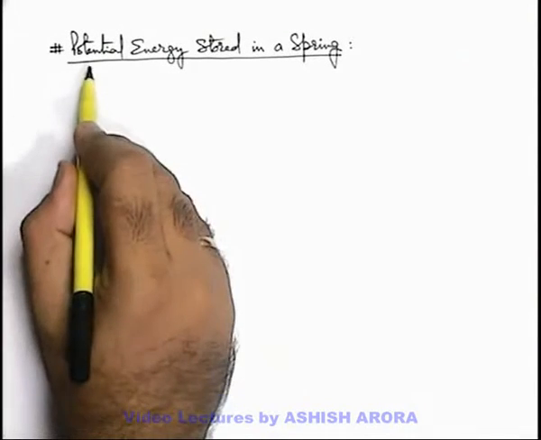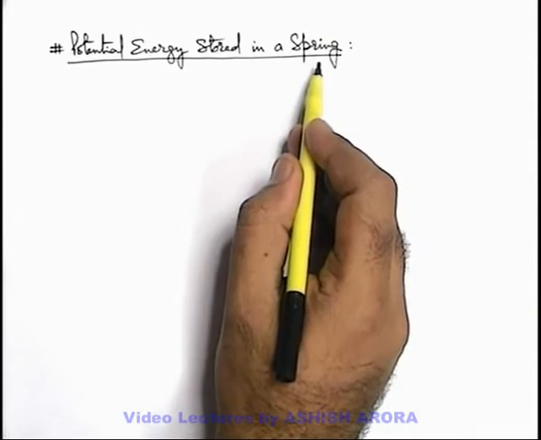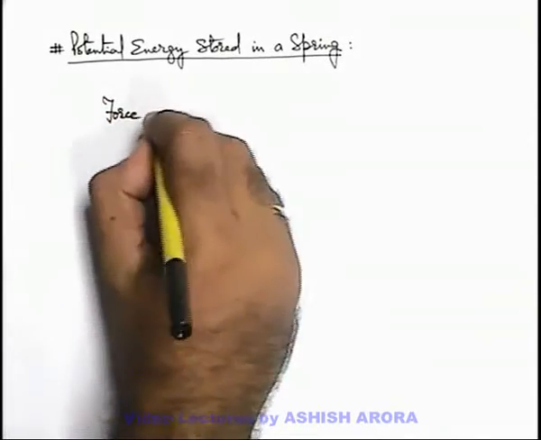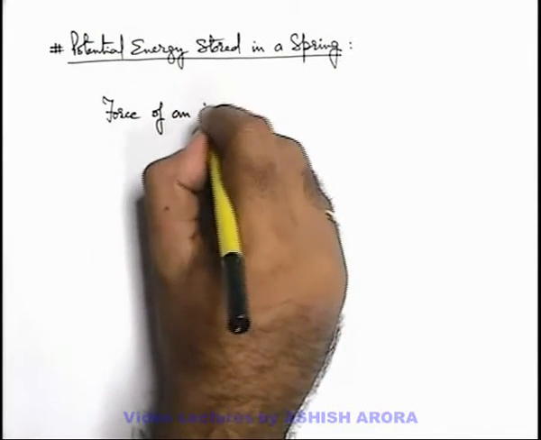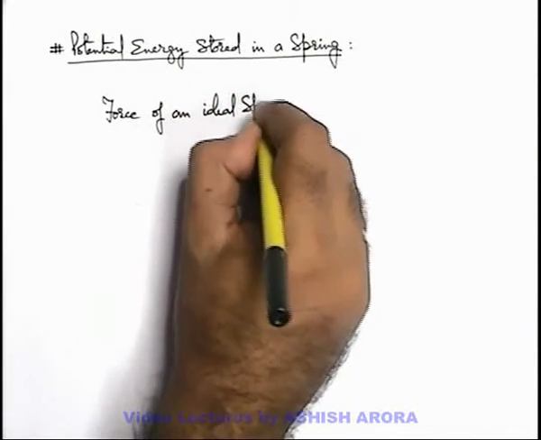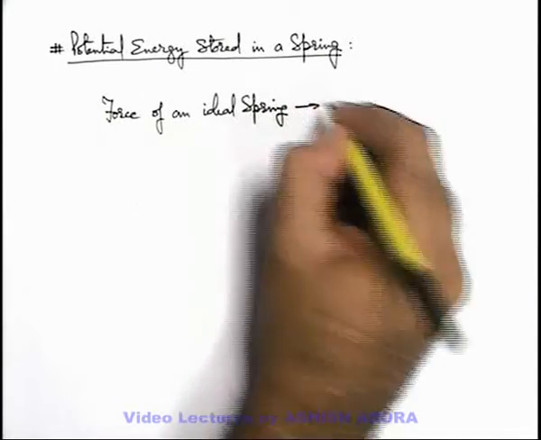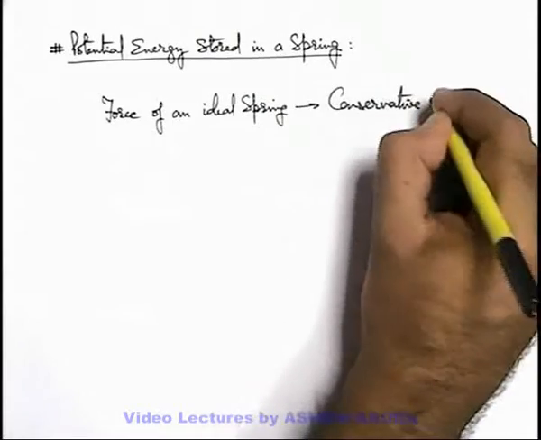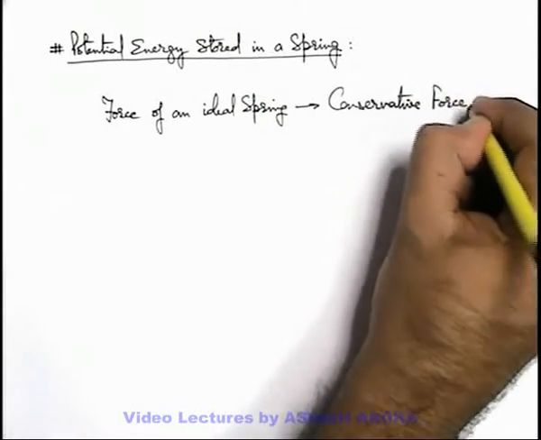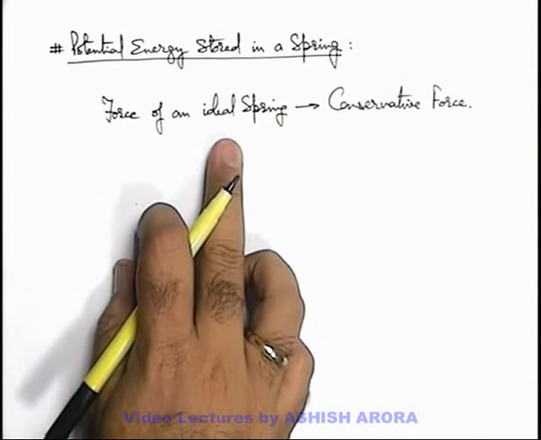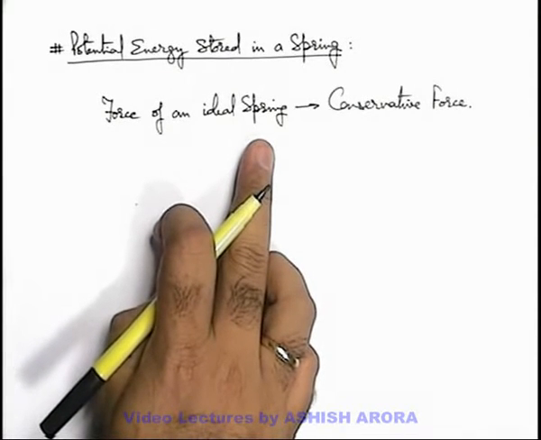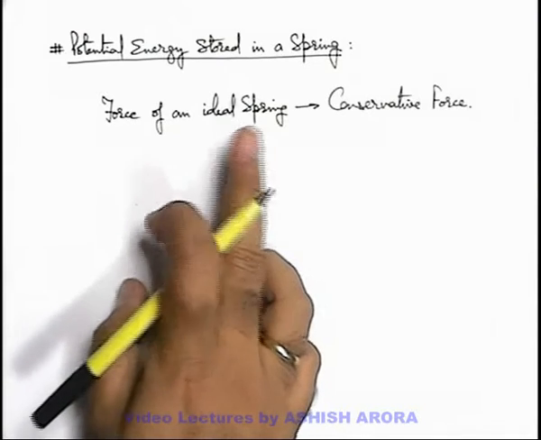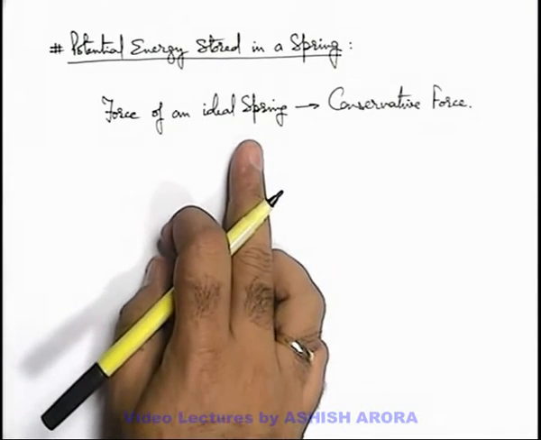Now we'll discuss potential energy stored in a spring. One thing you should always keep in mind is that the force of an ideal spring is a conservative force in nature. That means whenever some work is done on a spring, or whenever some spring is deformed, we can simply state whatever work is done is stored in the form of elastic potential energy.